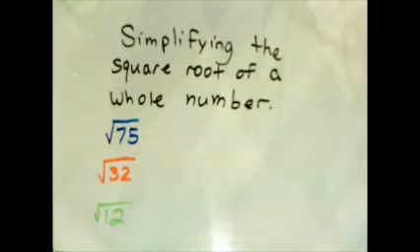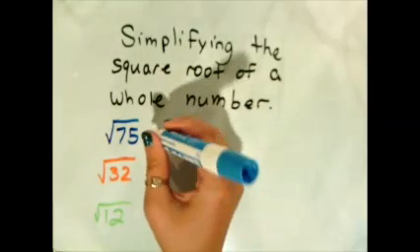So I might not be able to take the square root of 75, but 75 might have a factor that I can take the square root of. So I brainstorm factors of 75. There's not too many of them, but can I think of any perfect squares that go into 75? 4 doesn't go into 75, 9 doesn't, 16 doesn't, so we're just going down our list of perfect squares.